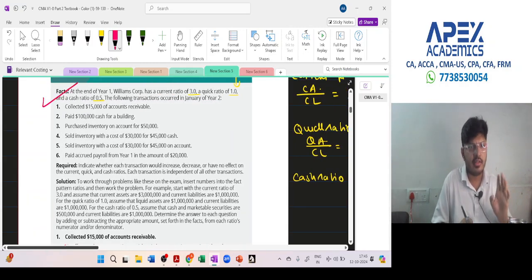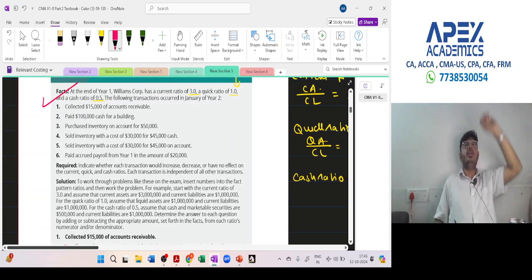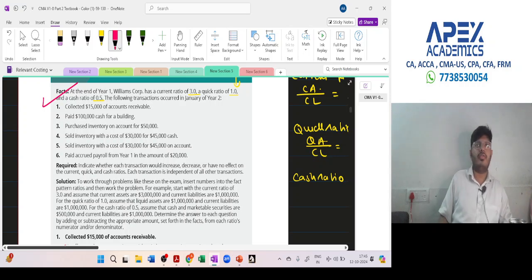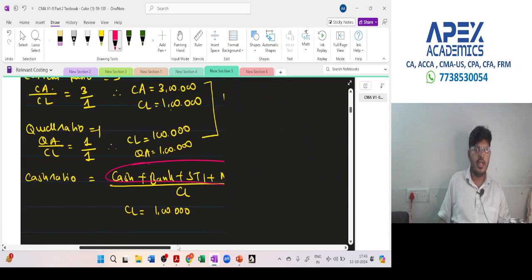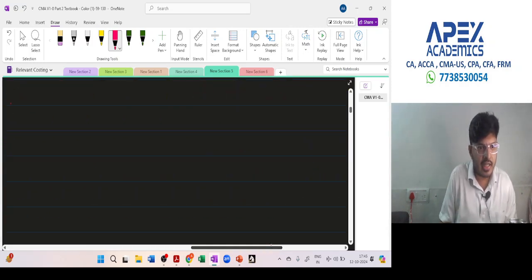Have you understood the first statement? Yes. Sir, we have collected 15,000 of cash, collected 15,000 of account receivable. They are asking us whether each transaction will increase, decrease, or have no effect on each of the following ratios. All right, my dear students, let us begin. My first transaction is collected money from my debtors.